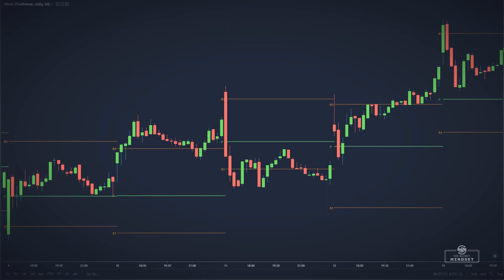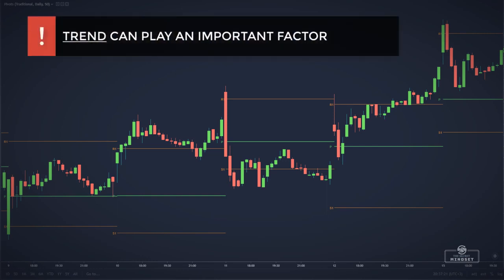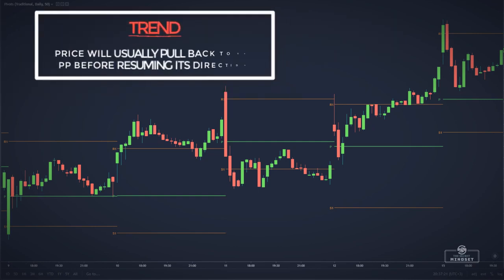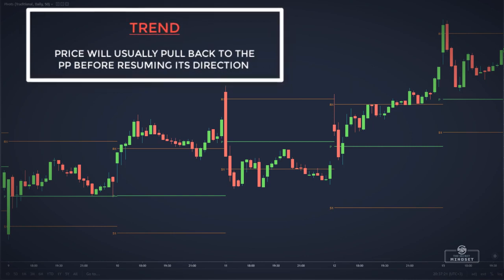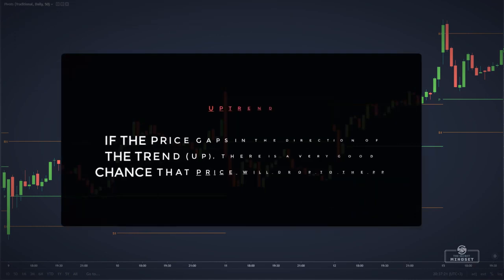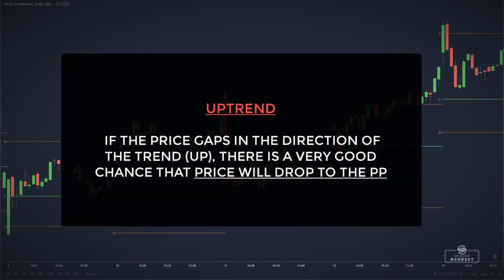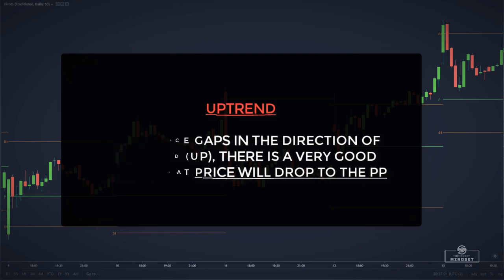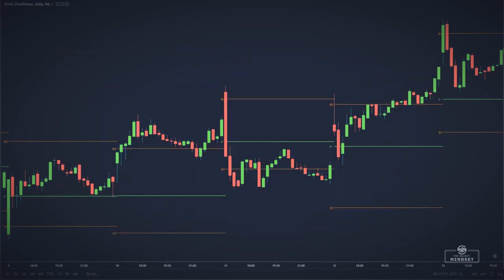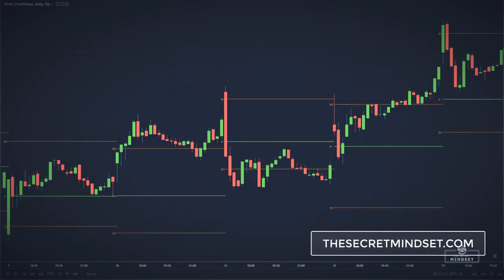The trend can also play an important factor in the successful outcome of this trade. When a market has formed an established trend, the price will usually pull back to the main pivot point before resuming in the direction of the trend. Therefore, if the market has formed an uptrend and the price gaps in the direction of the trend, there is a good chance that the price will drop to the pivot point before another round of buying pressure is seen, thereby causing a fill of the gap.